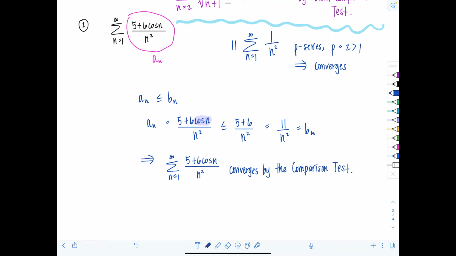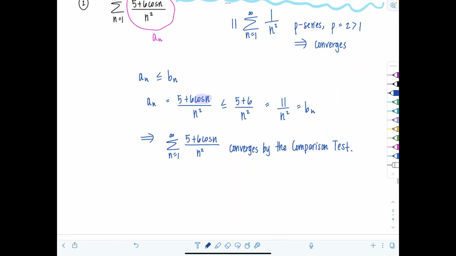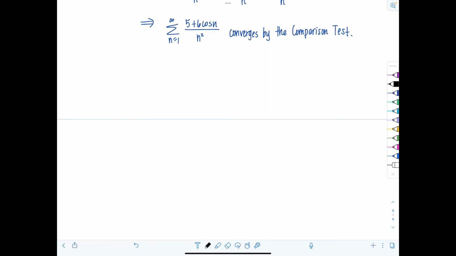All right. Let's look at some more scenarios. I've got a good one for you. It might be in some of your homework assignments. So we have the sum from n equals 1 to infinity of n squared plus n plus 1 over n to the 4th plus n squared.